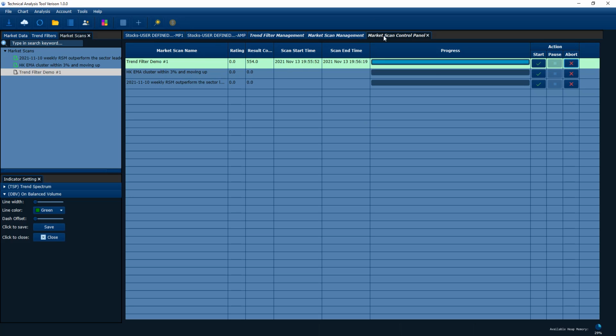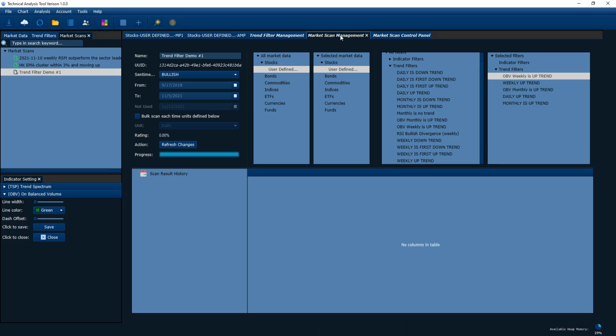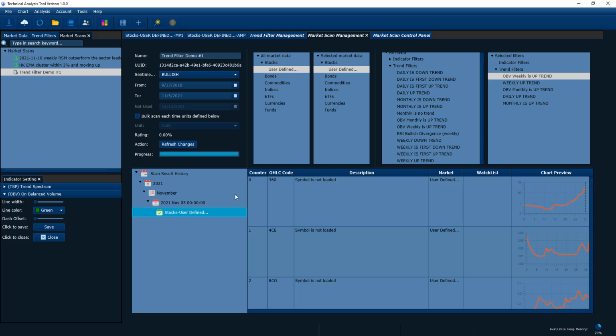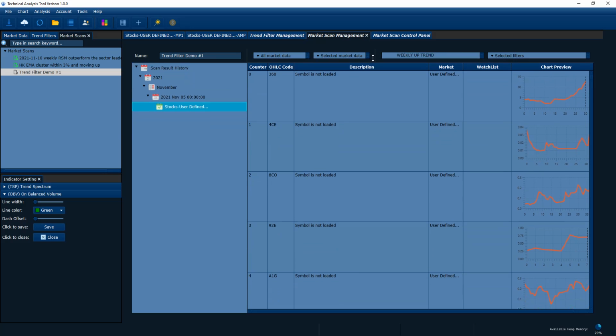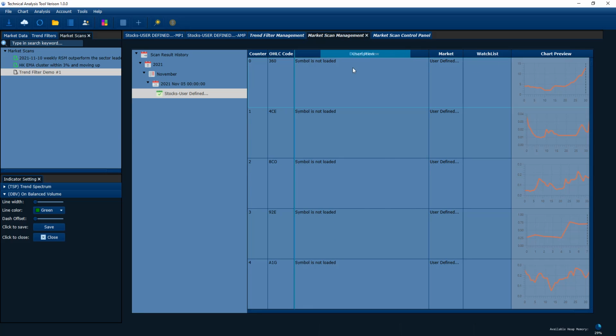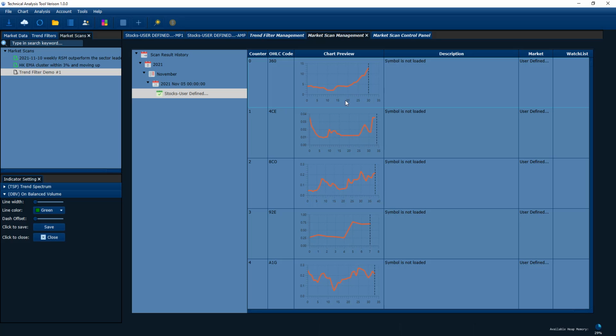It's finished. When it's finished, you go back to the market scan management page we just showed you, right click here on the scan result history, and refresh it. As you can see, the results appear. If you double click, this is the result of this scan provided to us. As you can see, these are the results, and then we have the counter, how many of them. This is the ticker name or symbol name of this particular security, and it gives you a line chart for the overview.